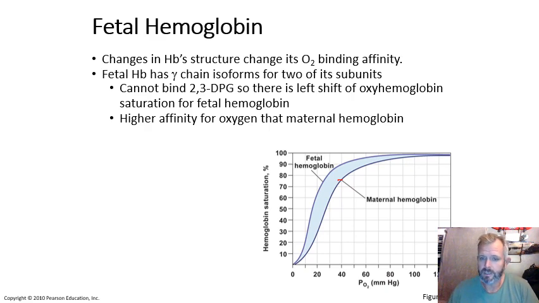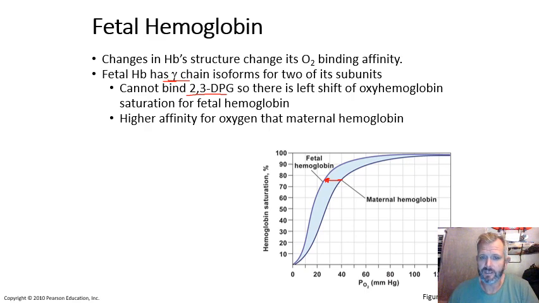So when mom unloads, her hemoglobin unloads it, and because of the higher affinity at the same partial pressure, the fetal hemoglobin will bind to it. And why does it do this? Remember we saw it was alpha and beta chains. There are gamma chain isoforms, and these chains do not bind that 2,3-DPG. And remember, if you don't bind 2,3-DPG, you get a left shift. All right, and that's what's happening with the fetal hemoglobin.